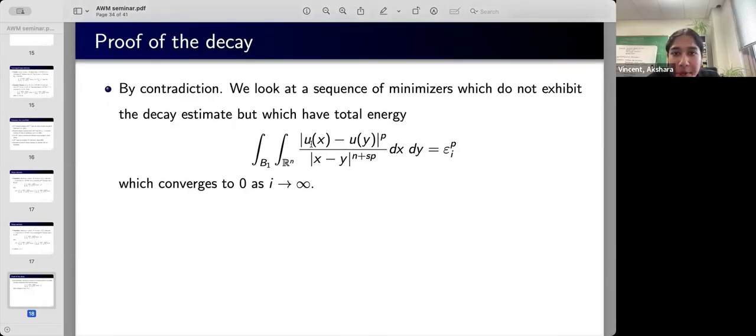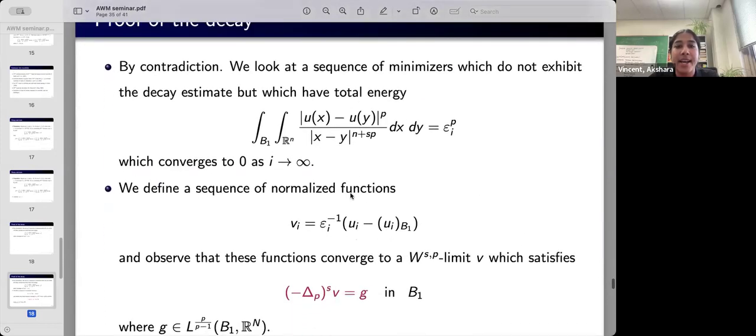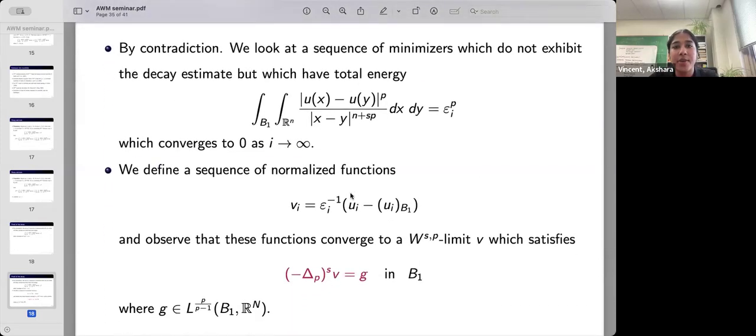So there's a typo here. This should be UI. So we're looking at a sequence of minimizers, and we see that this converges to 0 as i tends to infinity. And now we define a sequence of normalized functions, VI, which is like here, and observe that these functions converge to a W^{s,p} limit V, which satisfies the PDE here.